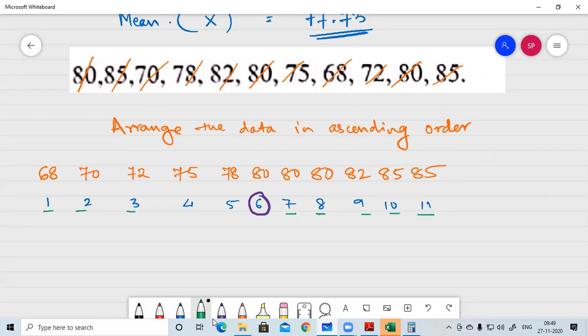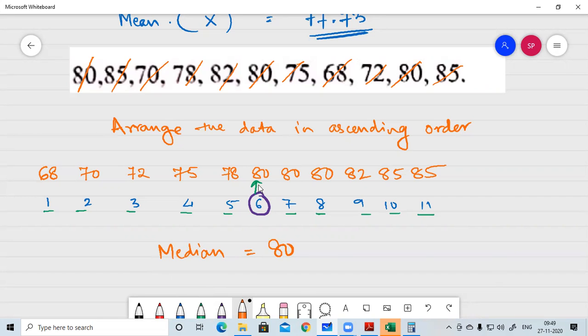So remember, one important thing is when you have odd numbers, you will directly get your median value, which is your middle observation. But if you have even numbers, you'll have to take the 2 middle values and divide them by 2. So here, which is your sixth observation? 80. So your median will be 80.